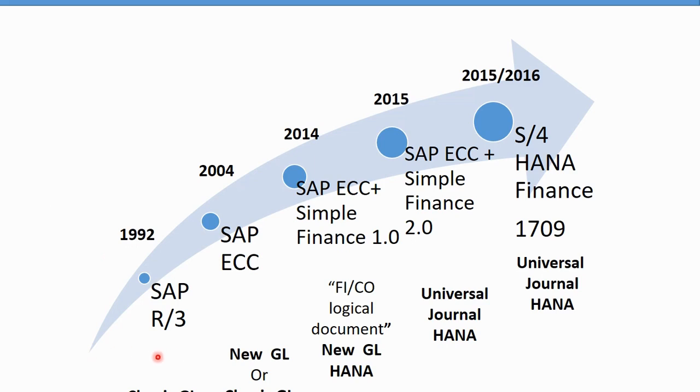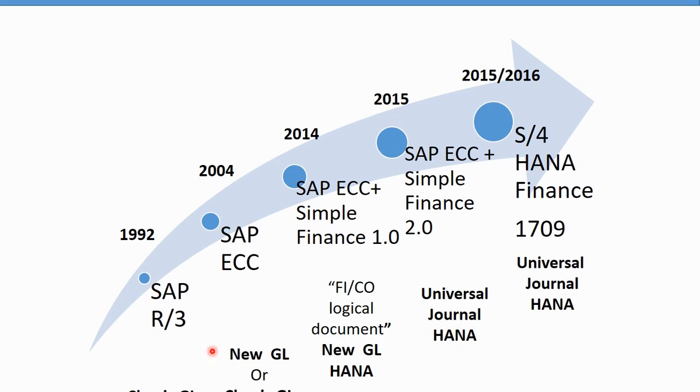1992 is when SAP R3 actually came out, and this is when Classic GL was around, and you could run this on any database. Then if we go ahead to 2004, that is when SAP started using the terminology ECC, or Enterprise Central Component, and this replaced the use of the words R3. And when SAP ECC came out, you could choose New GL or Classic GL.